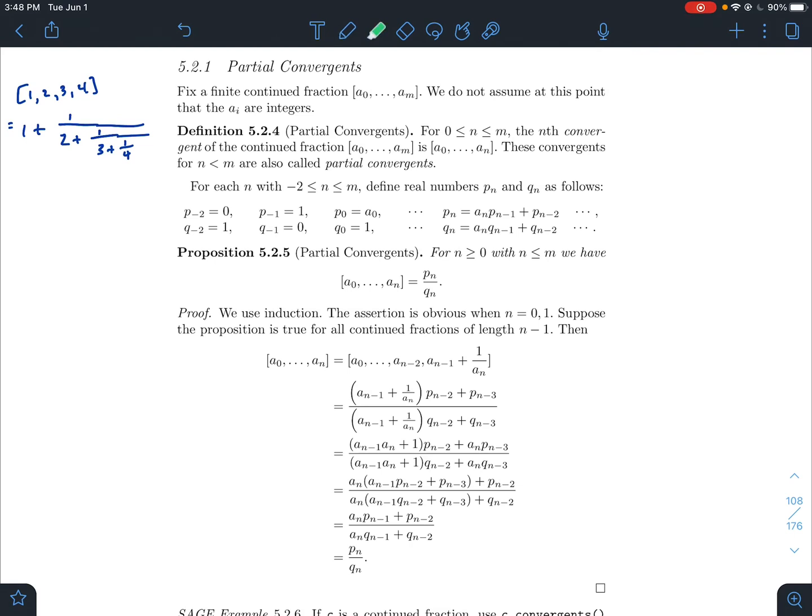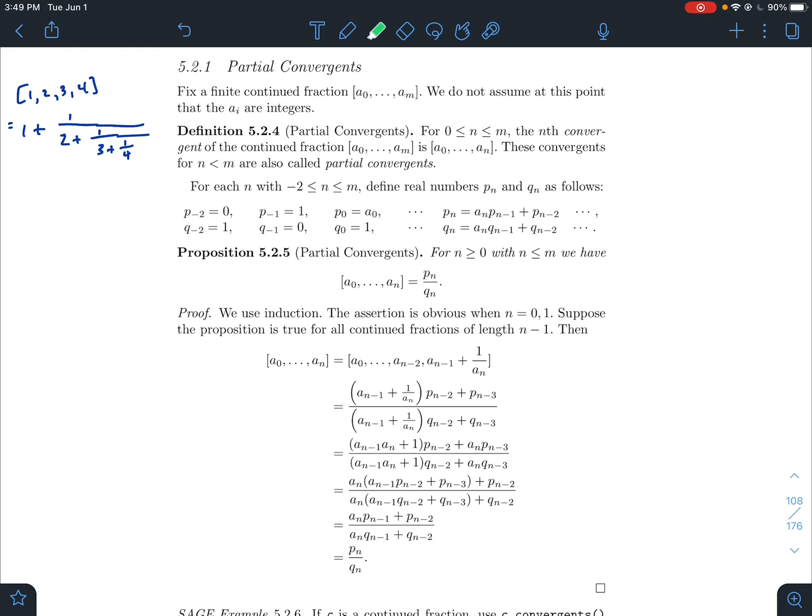Now, the main subject of this video is this introduction to the idea of a partial convergent of a continued fraction. It's good to notice n is fixed to be less than or equal to m here. If you've got some continued fraction, a0 through am, then we're going to define the nth convergent, or maybe the nth partial convergent, whatever you want to say. The nth convergent of your continued fraction a0 through am is just the continued fraction where you cut it off at the index n, at some smaller index. We'll call that the nth convergent.